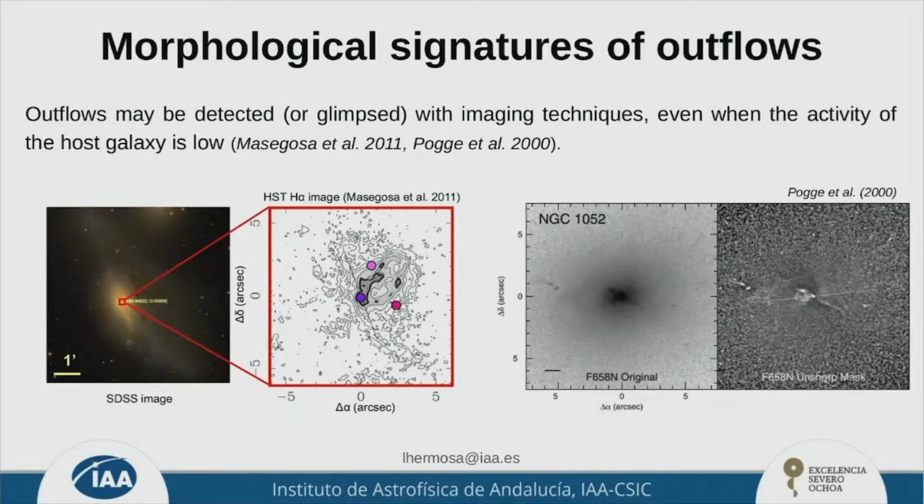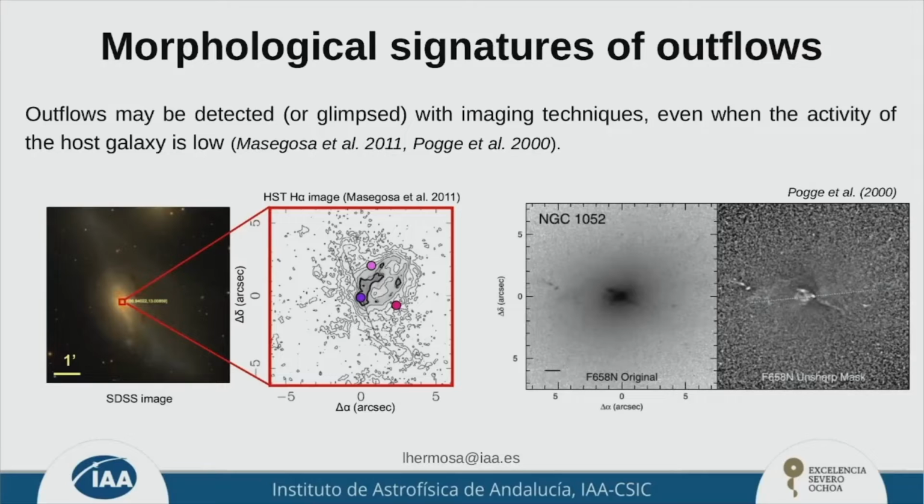So here you have an example. I don't know if you can see it well from behind, but essentially what you see here is that the H-alpha emission of this galaxy really shows a nice bubble emerging out from the center, which is indeed an outflow that we are now characterizing with integral field spectroscopic data.